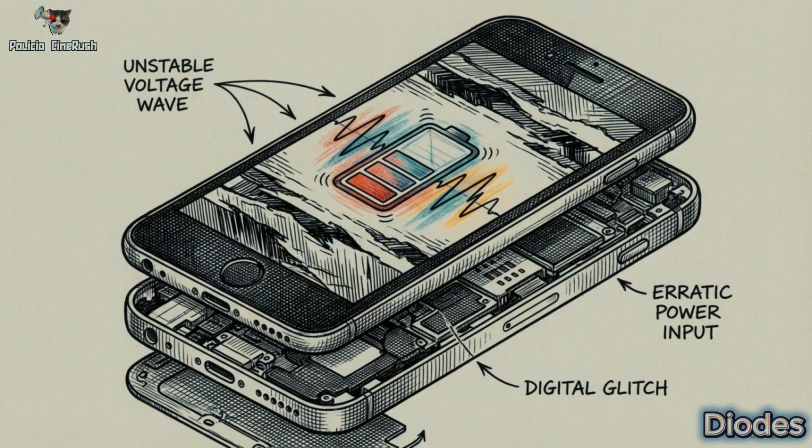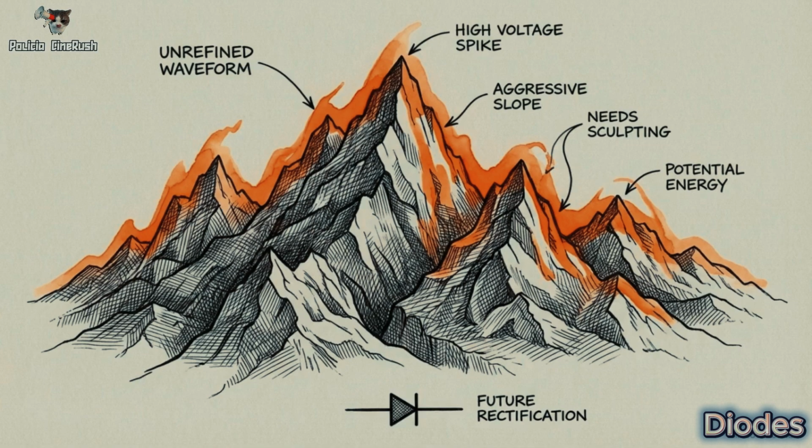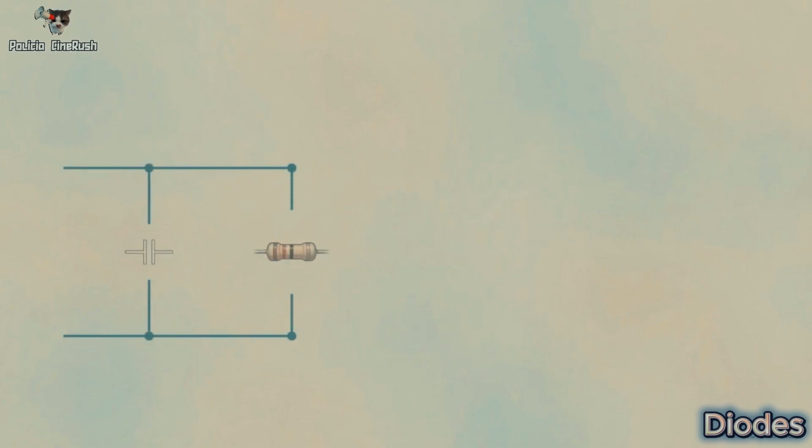But this bouncing, pulsating wave is still way too erratic to safely plug into your phone's battery. We have more sculpting to do. To make this power usable, our next step is to smooth out those aggressive pulsating hills created by the bridge rectifier. We do this by adding a smoothing capacitor to the circuit.